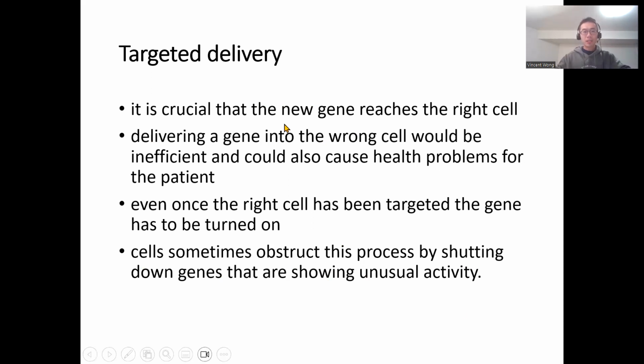Okay, so delivering the gene in the wrong cell would be inefficient and could cause other health problems that are unintended. If the suicide gene goes into healthy cells, then we kill healthy cells. That's a bad thing. Even once the right cell has been targeted, the gene has to be turned on. Not only does it have to get turned on, it has to insert itself into the right place. Okay? What if you insert the gene accidentally? Like you have no control, right?